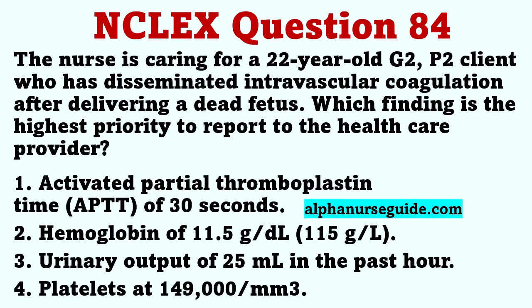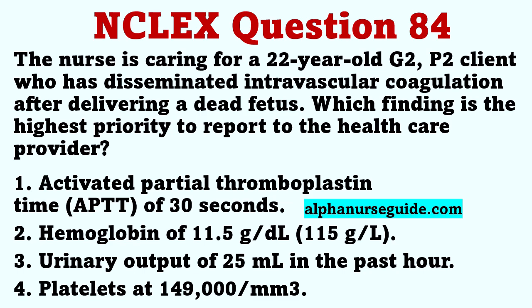Urinary output of less than 30 milliliters per hour indicates renal compromise and would be the most important assessment finding to report to the healthcare provider. The APTT is within normal limits, and the hemoglobin is lower than the value for an adult female, but within normal limits for a pregnant female. Although the platelet level is slightly low and may impact blood clotting, when compared to renal failure, it is less important.